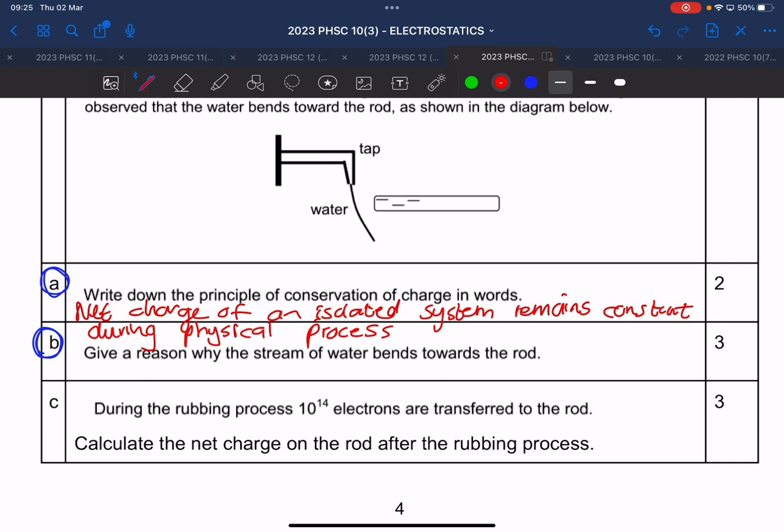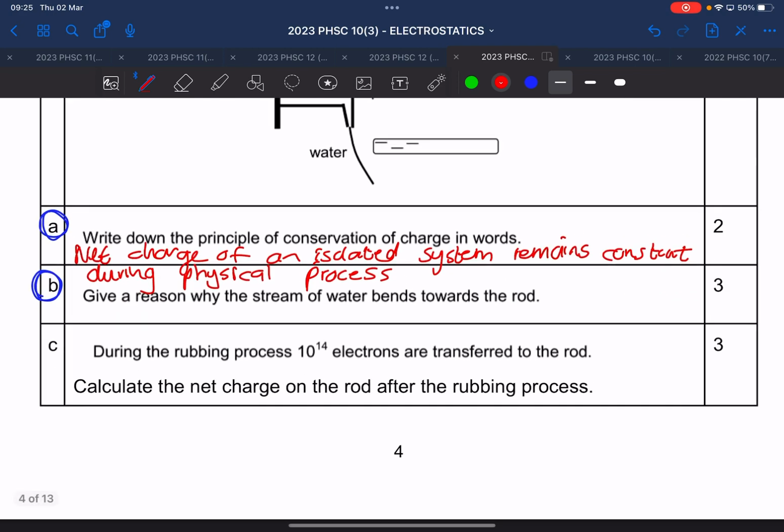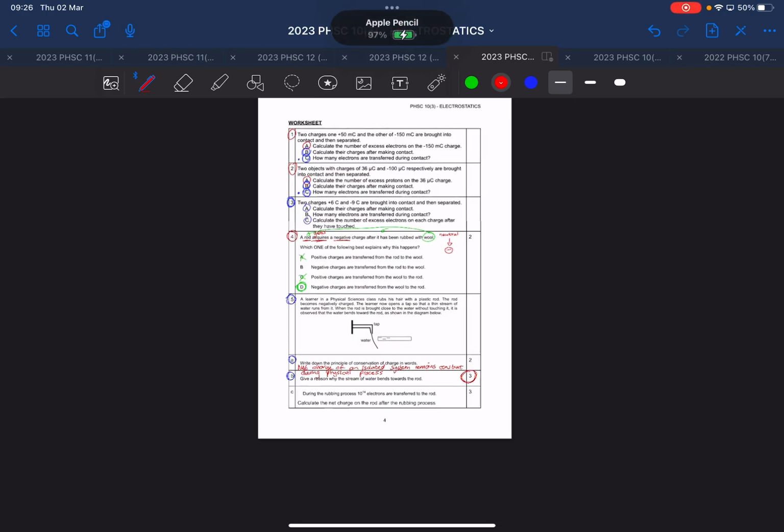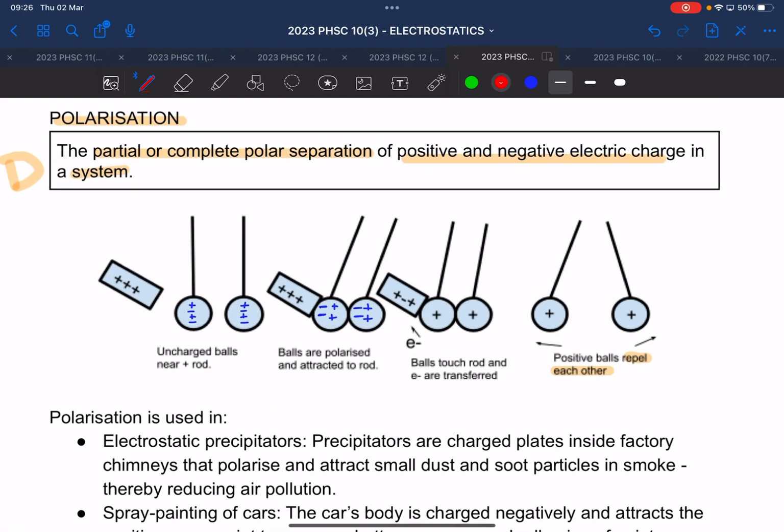Alright, next one. Give a reason why the stream of water bends towards the rod. And you can see it counts 3 marks. 3 marks tells you have to mention 3 to 4 things. Okay, now yesterday we stopped the lesson when we said, when you have 2 little balls or whatever and you bring a charged particle close, then the electrons will rearrange so that they come closer to the charged object. I also showed it to you with that balloon. Right?